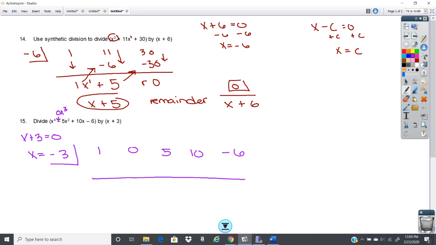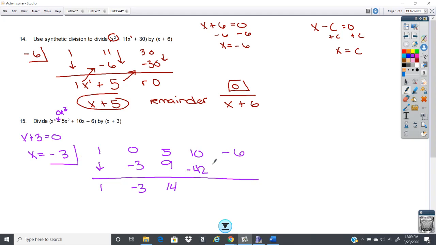I'm going to draw my line, bring down the 1. 1 times -3 is -3. 0 minus 3 is -3. -3 times -3 is +9. 5 plus 9 is 14. 14 times -3 is something I don't know off the top of my head, but probably should. -42.